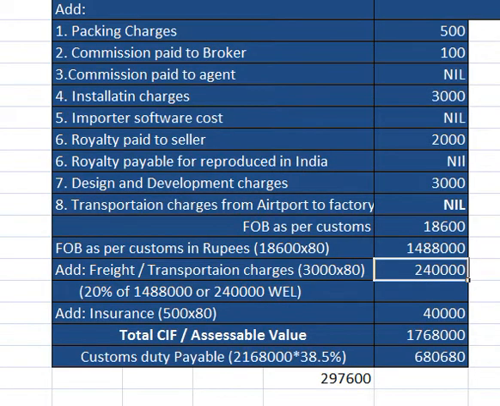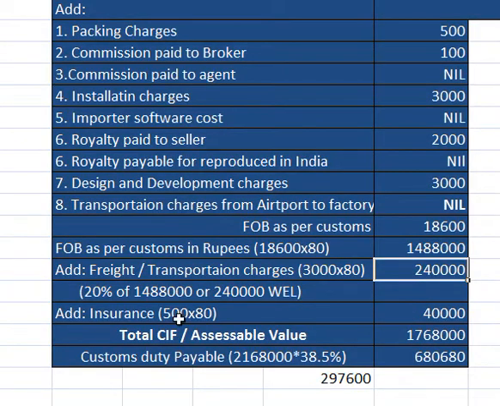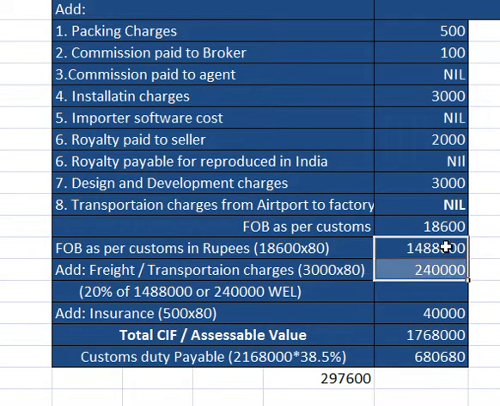Then insurance is given in the problem itself. How much insurance is there? Insurance is here now: 500 into 80. So 500 into 80, how much? 500 into 8 is 40,000. So the total is this one. You have to add 1, 2, 3. So you will get 17 lakh 68,000 as the assessable value.